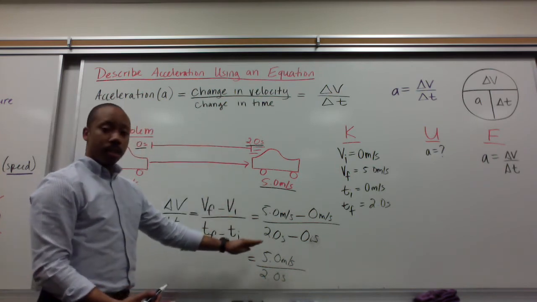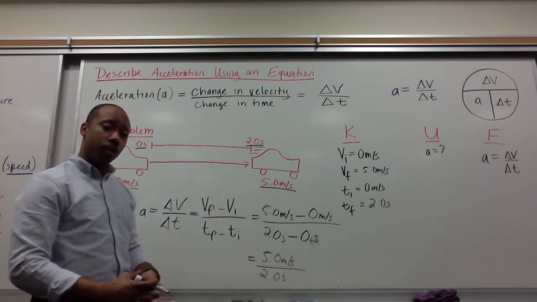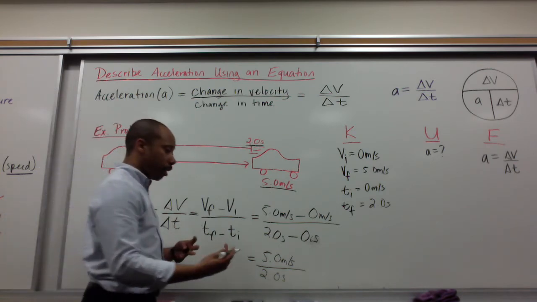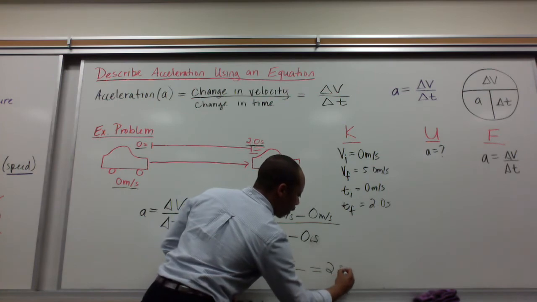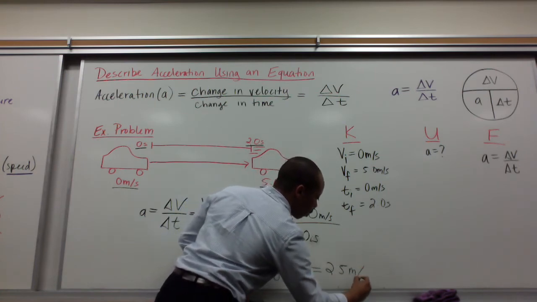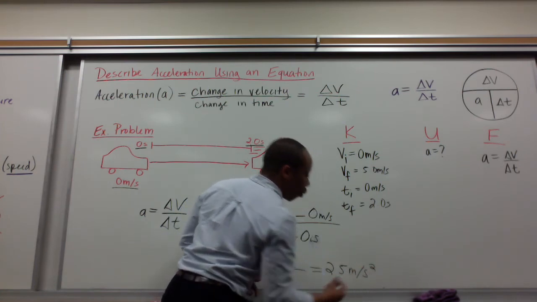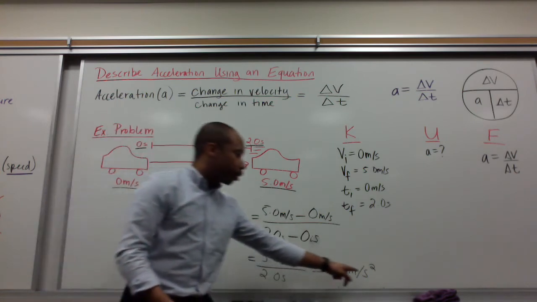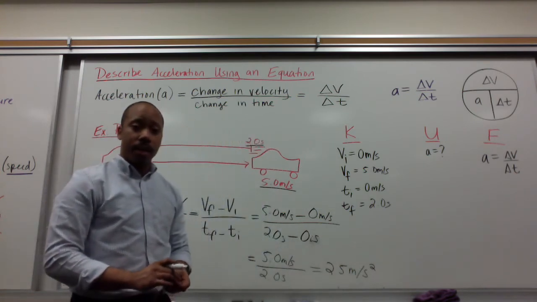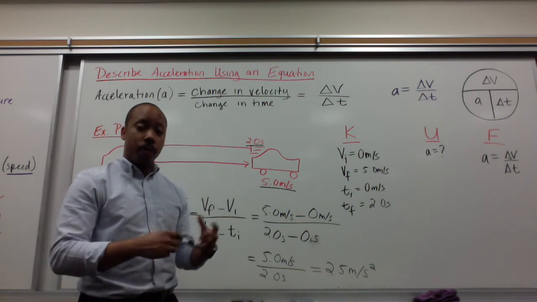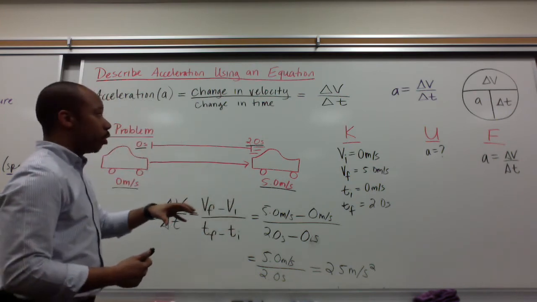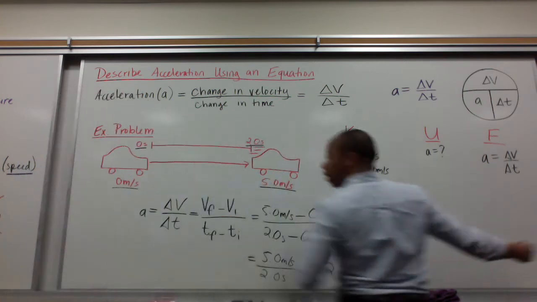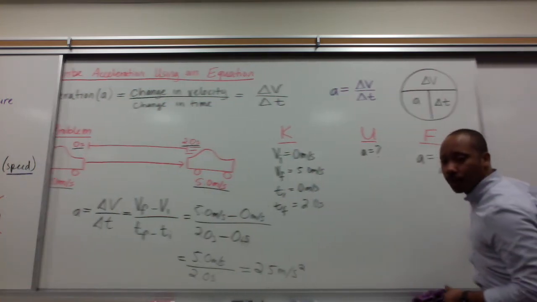When we divide this, our units for acceleration are a little different than velocity. When we do this, 5 divided by 2, we get 2.5 meters per second squared. The seconds is squared here. We'll talk more about that in our next class when we practice these problems. Now this is describing it using an equation. We can also describe using graphs, as we did in our investigator.